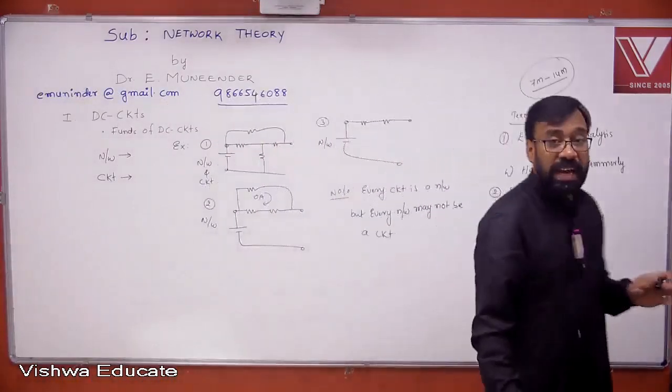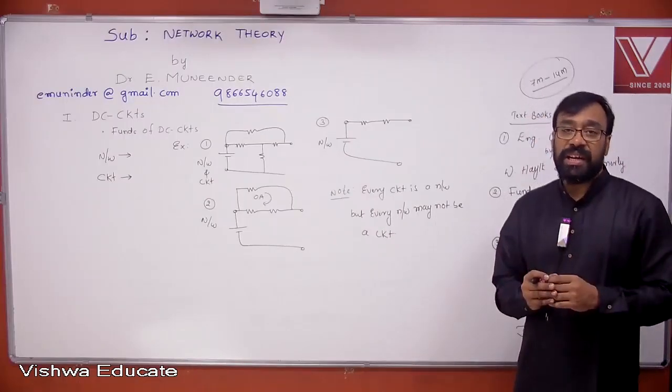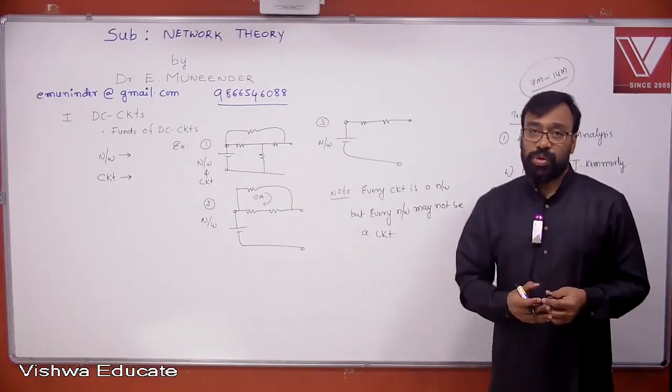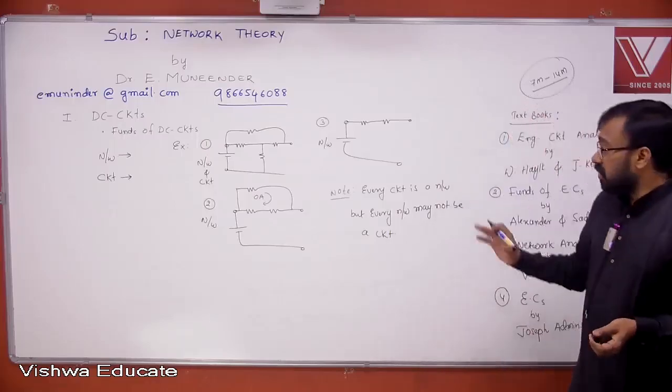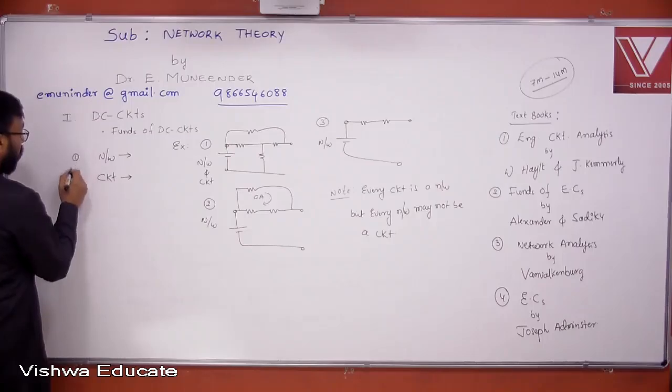Because a circuit should definitely have at least one closed path. But the network is simply a combination of various electrical elements. It may or may not have a closed path. Understand all of you? Okay. So this is how you define network and circuit. So now another important definition.